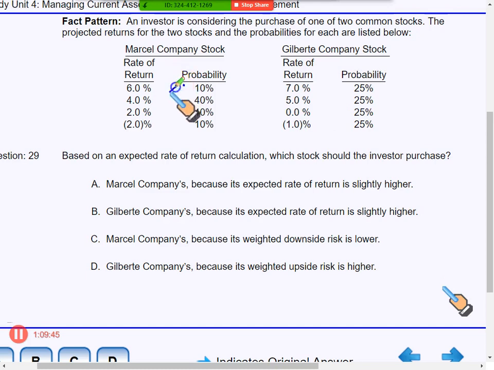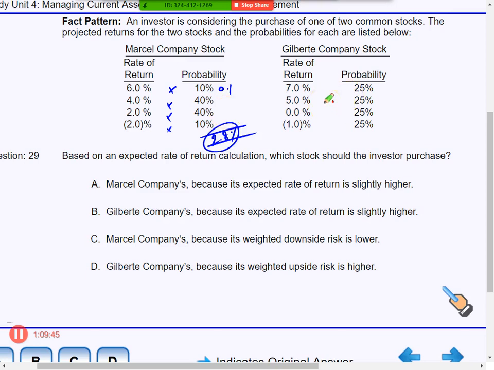What we need to calculate? We need to calculate the expected return for these two companies. So I'm going to keep one percentage sign intact and convert this into decimal. This is what you do. So I'm going to take 6 multiplied by 0.1 plus 4 multiplied by 0.40 plus 2 multiplied by 0.40 minus 2 multiplied by 0.10. It gives me 2.8%. So the average return, or the weighted average return, or the expected return, for Mercer company is 2.8%.